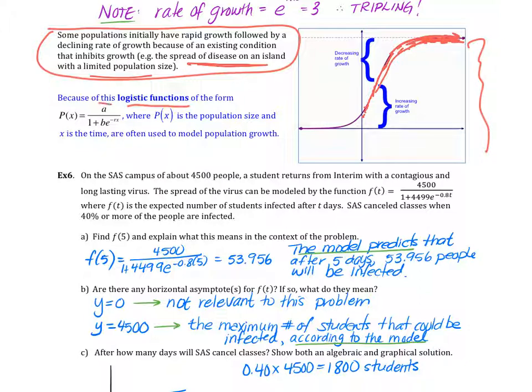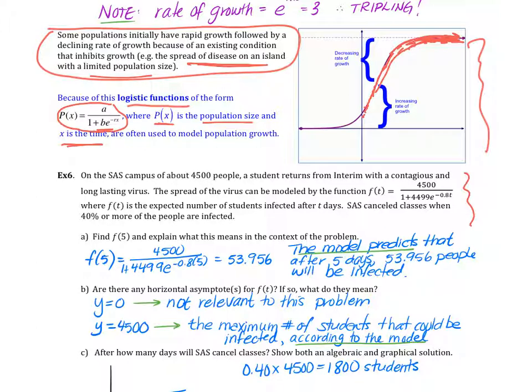The formula for a logistic function is P(x) = a divided by (1 + b times e^(-rx)), where P(x) is the population and x is the time. So that is going to represent population growth. So here's an example below.